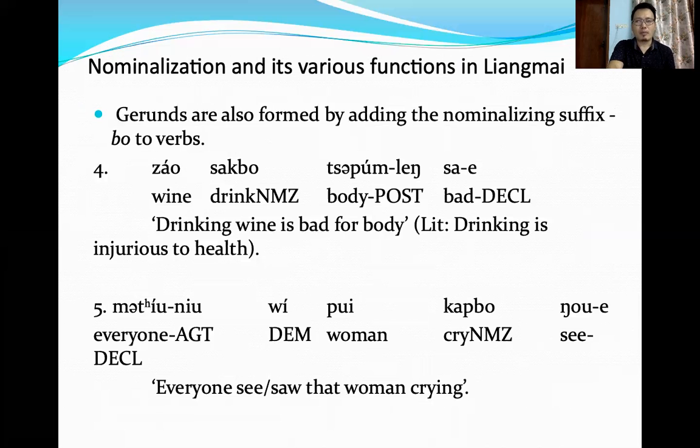Gerunds are also formed by adding the nominalizing suffix bo to verbs. Example, we have zao sako chapum leng sai, which means drinking wine is bad for the body. Drinking is injurious to health. Matthew knew we kapo ngawe. Everyone saw that woman crying.